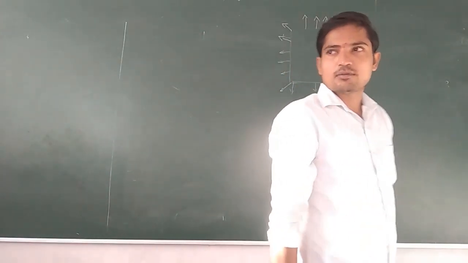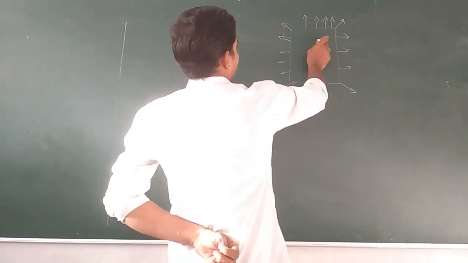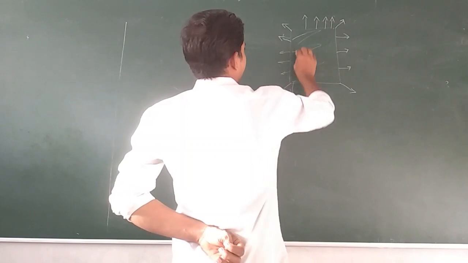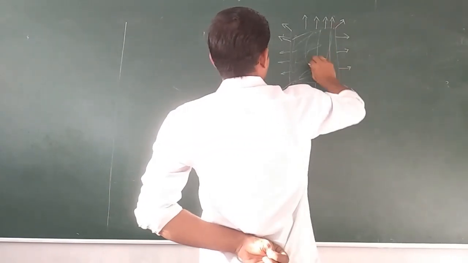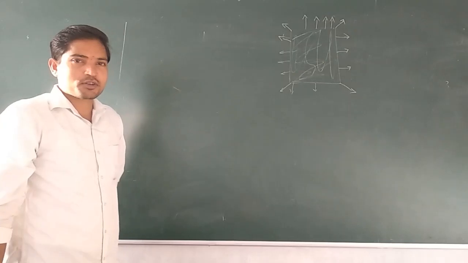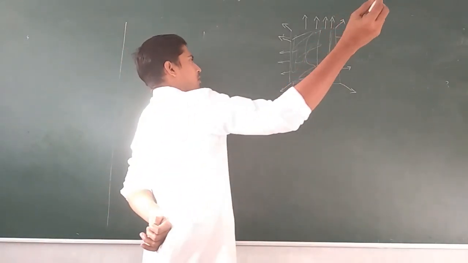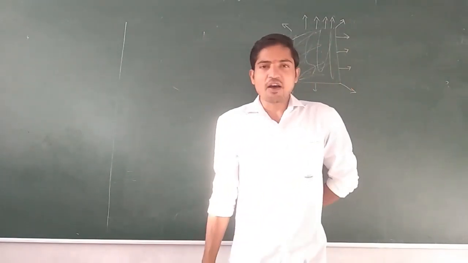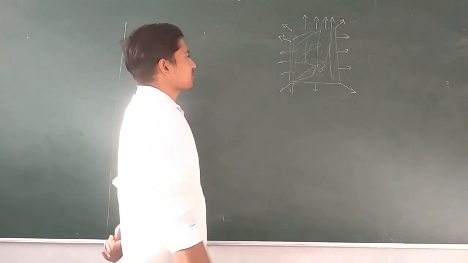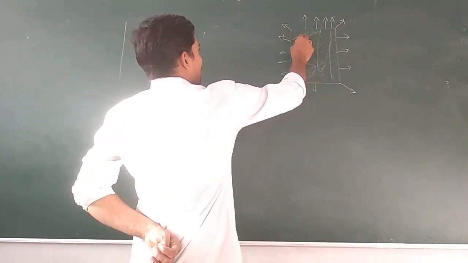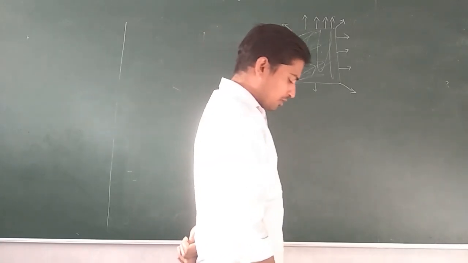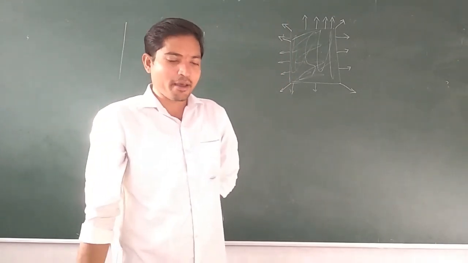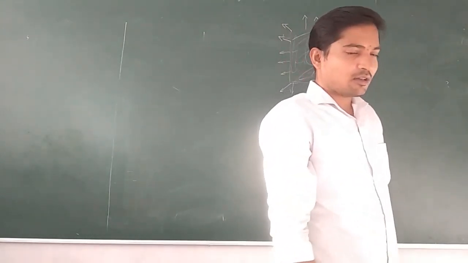On a plane, this is a plane. On a plane, a point. A plane is an infinite number of points, and line segment, line, ray, angle, we all know about them.